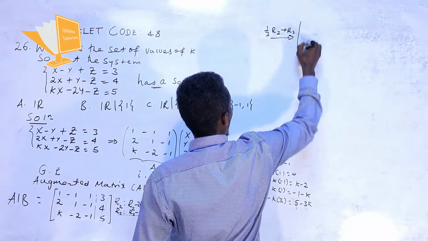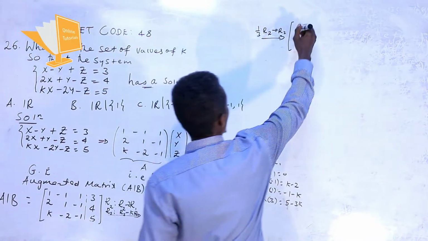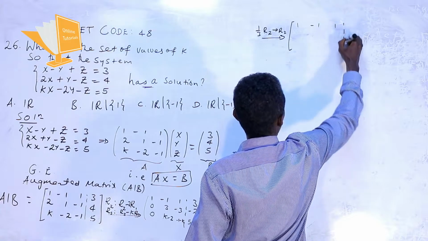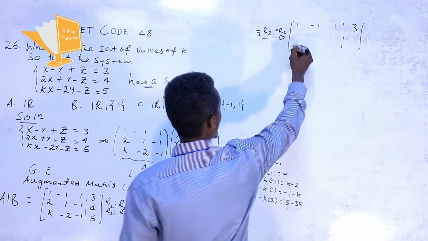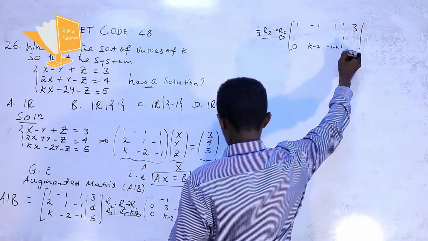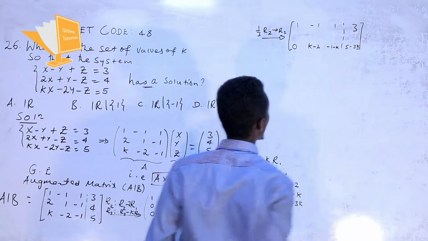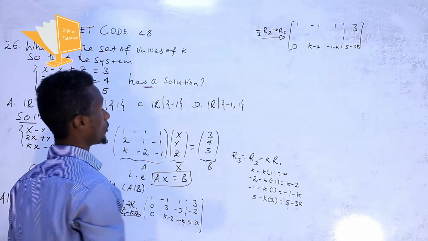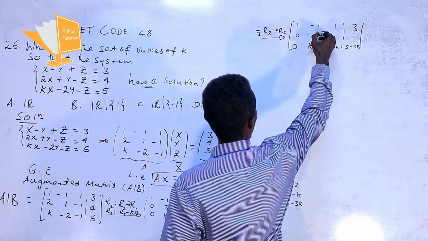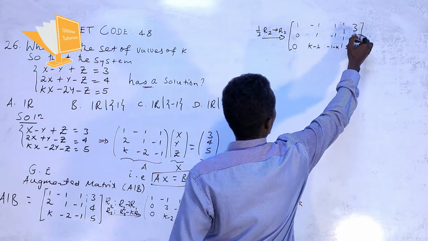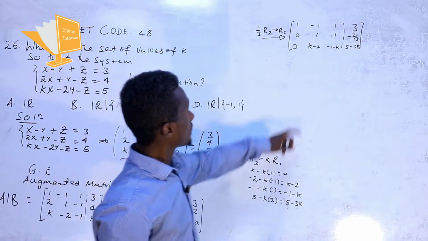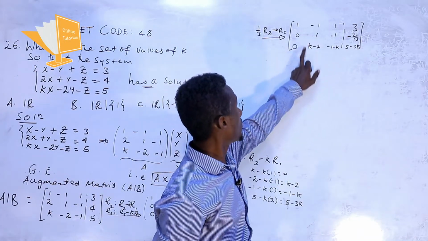So when you multiply the second row by 1/3, which gives R2, only the second row changes, so the first row and third row don't change. -1, 1, 3, and the third row is 0, K minus 2, -1 minus K, then 5 minus 3K. Okay, now we change the entries in the second row: 1/3 times 0 is 0, here it becomes 1, here -1, and here it becomes -2/3.